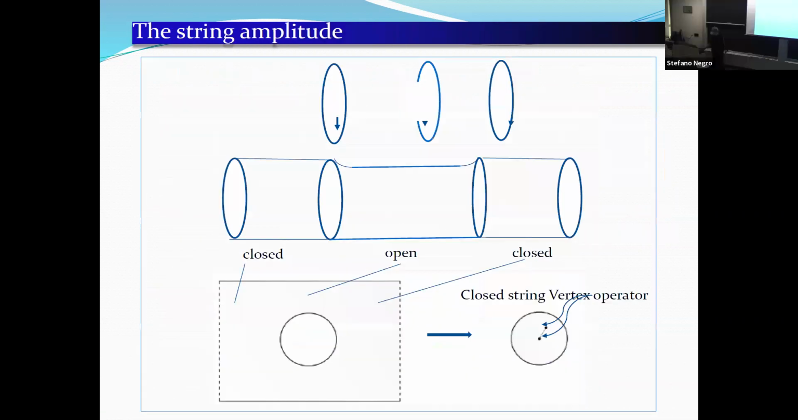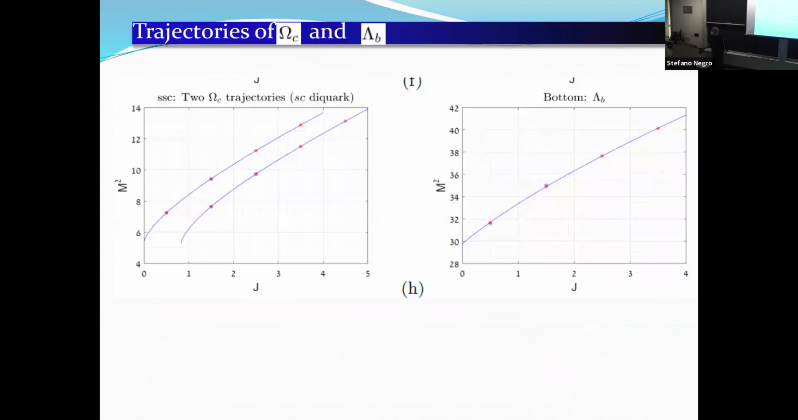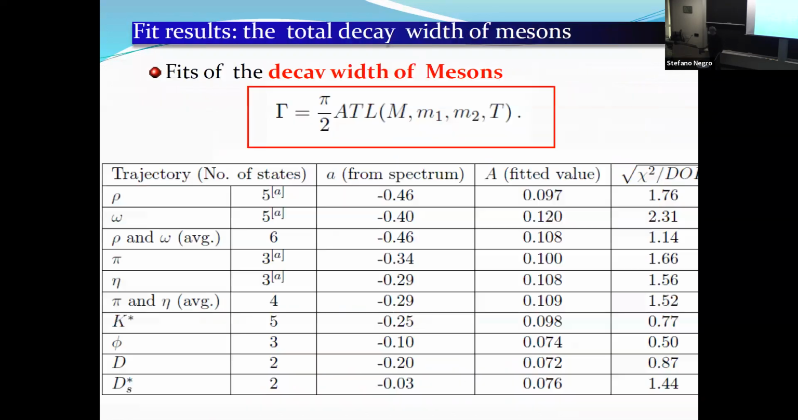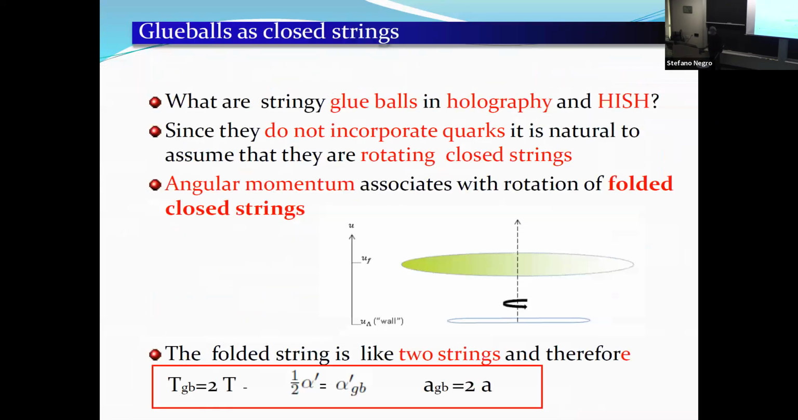Okay, so we want to go ahead now to discuss exotics. So the first type, it's not really exotic, but it's a glueball. So what is a glueball? It's a folded closed string. Since it's folded, it's like two strings, and therefore the tension is twice the ordinary tension, the slope is half, and the intercept is twice, like having two strings.